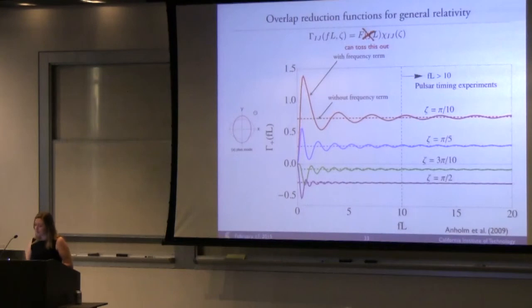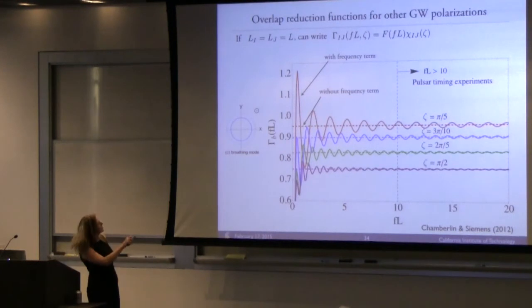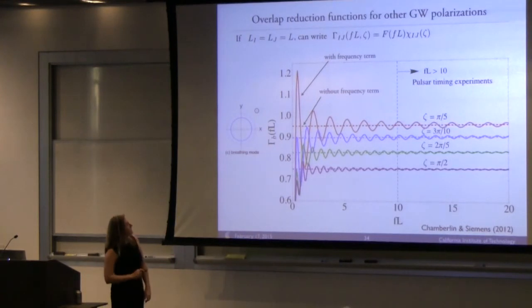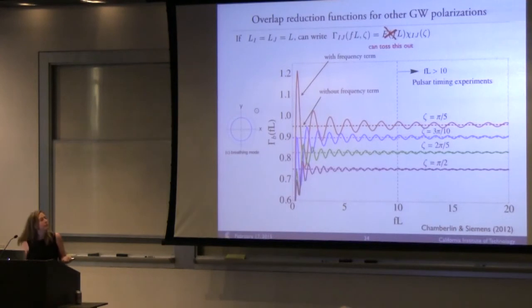So let's see what happens for some of our other polarizations. The breathing polarization mode, you'll remember, was this one that looks kind of like it's breathing, and it corresponds to a transverse gravitational wave. You can see we have roughly the same type of behavior. Things are a little bit more messy, but for each of these different angular separations of my pulsars, I've more or less got these curves flattening out to lie on the Hellings and Downs coefficient. So we can come to the conclusion again that it's probably safe to go ahead and just toss this out.